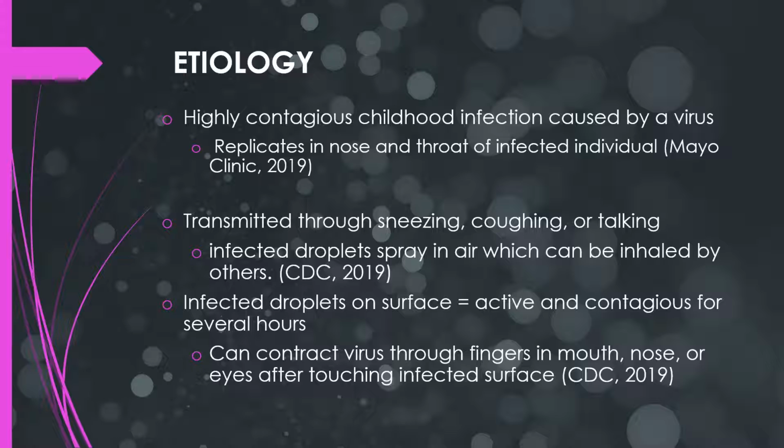So, if an individual puts their hand on an infected surface and puts their fingers in their mouth, nose, or eyes, that's another way they can contract the virus. An interesting fact is measles is a disease of humans, so it can't be contracted from any other species.